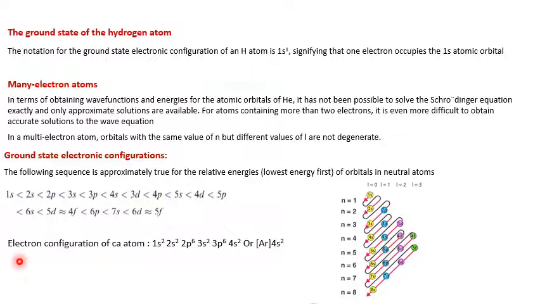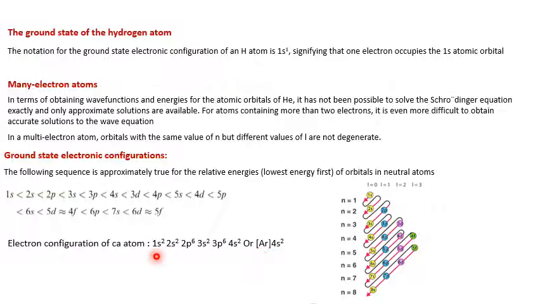So one of the electronic configurations I have written over here is calcium. Calcium has 20 electrons. So how to represent calcium? You can write in the normal way, just filling 1s2, 2s2, 2p6, 3s2, 3p6, 4s2. So overall you can see 2, 2, 2, 4, plus 6, 10, 12, 18, 20.